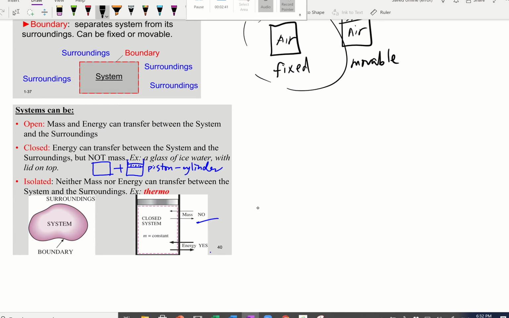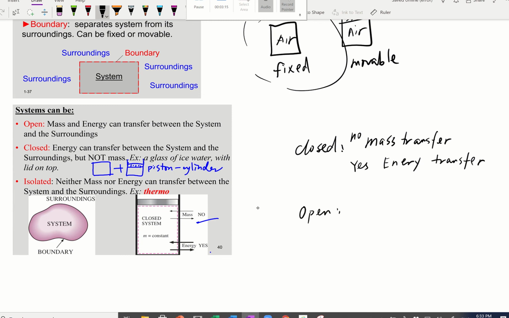So what I would define is a closed system, which means no mass transfer, but there's energy transfer. There's always going to be heat transfer. So yes to energy transfer. Opposite to a closed system, we will have an open system. An open system is yes to both. There's going to be mass and energy transfer.